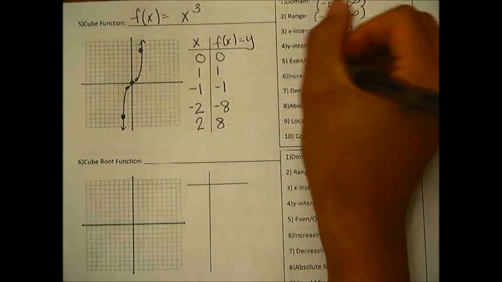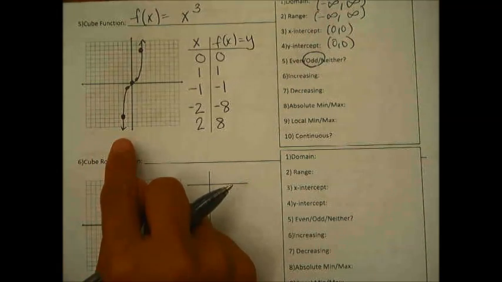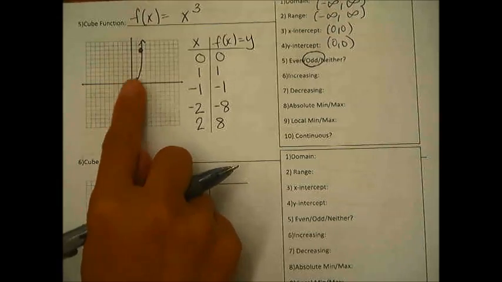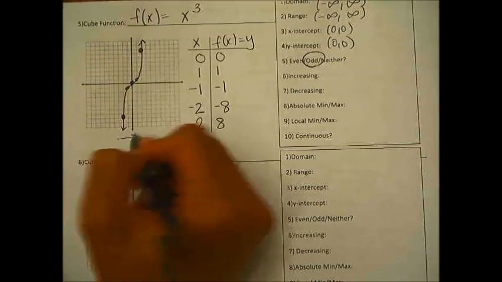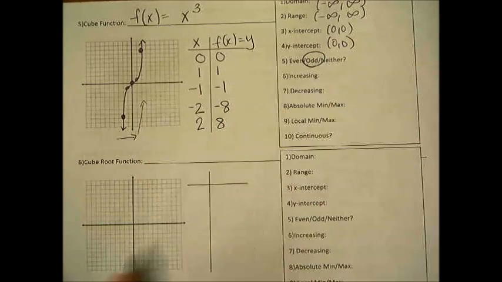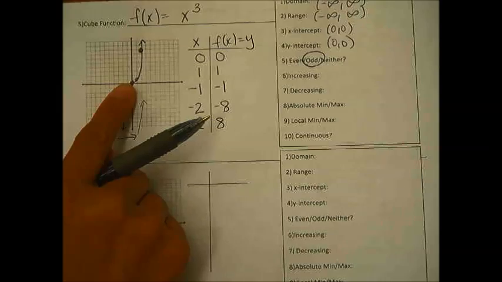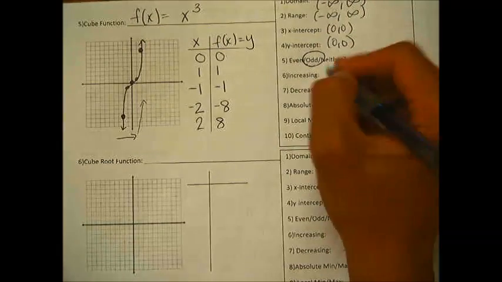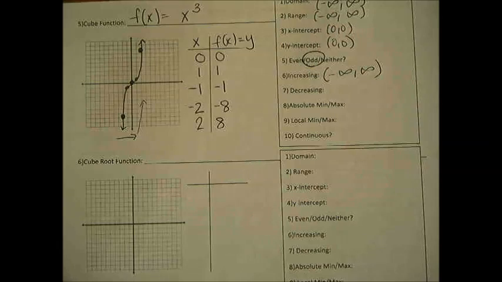This is an odd function. Increasing. This looks like it's going down, but it's actually increasing, because as I'm going right, notice how y is increasing. So this is increasing from here all the way to here, and then from here all the way to here. So technically it's increasing the entire way, from negative infinity all the way to positive infinity.